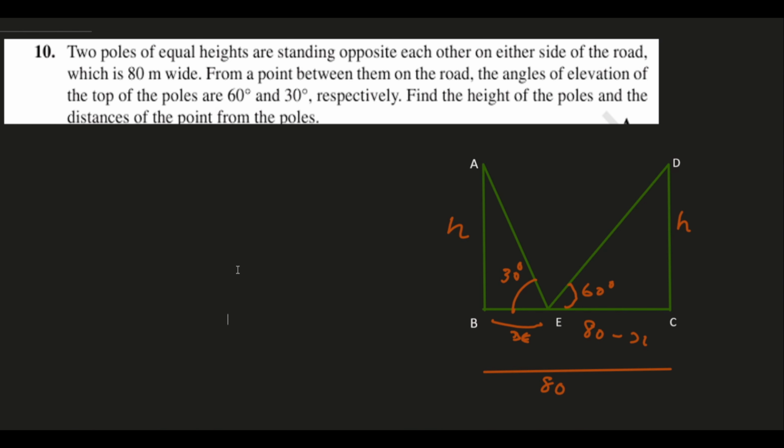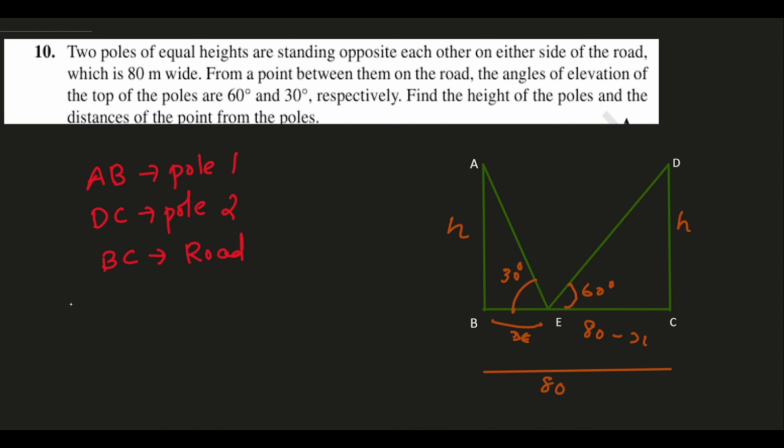Here the figure is drawn. Here AB and CD are the poles and BC is the road, which is 80-meter wide. AB is pole 1 and DC is pole 2. And BC is the road.